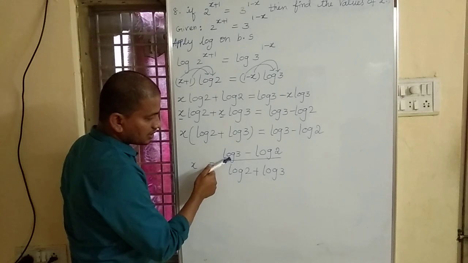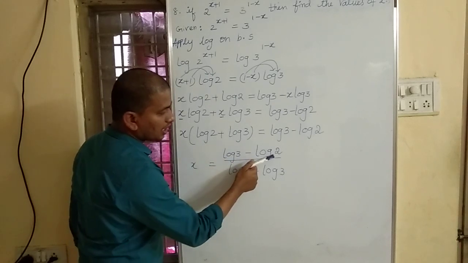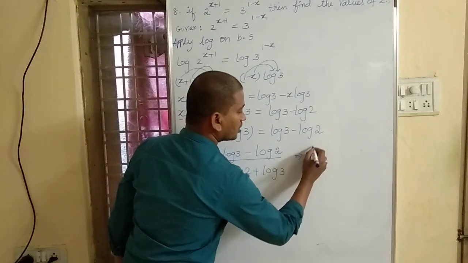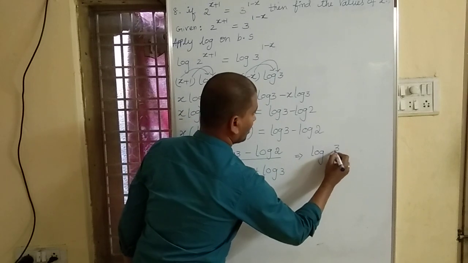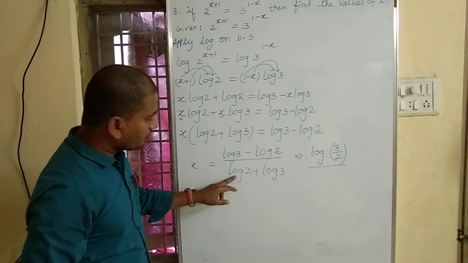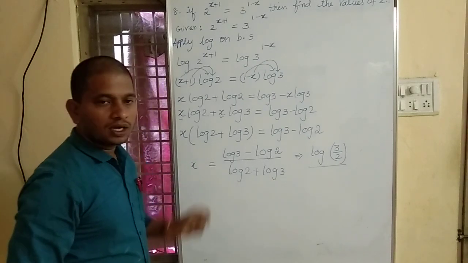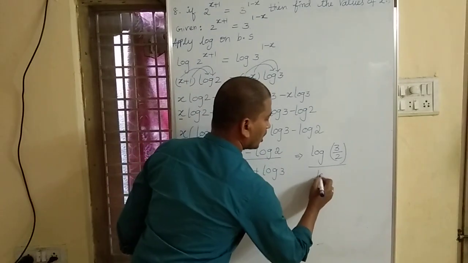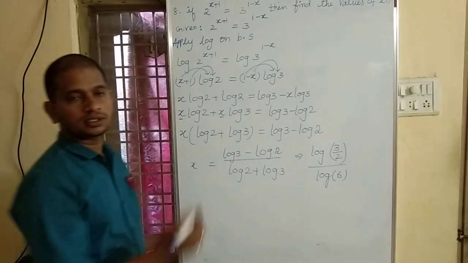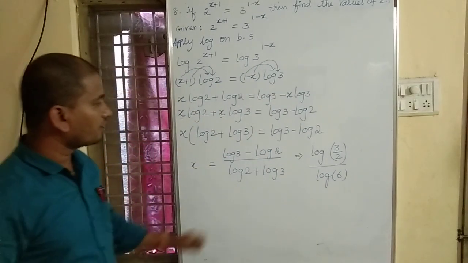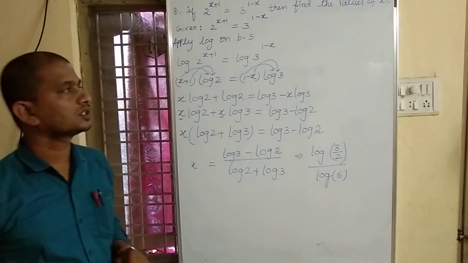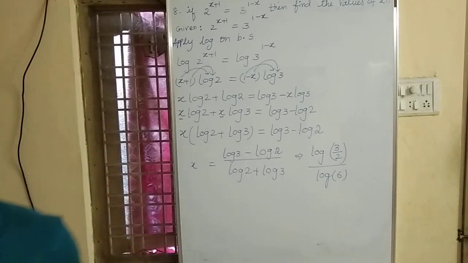See, as it is in the form of log a minus log b, I can write it as log a by b. As it is in the form of log a plus log b, it is log a into b, so log 2 into 3, 2 3s are 6. So what is the value of x? The value of x is log 3 by 2 divided by log 6. Okay, this is our 8th question.